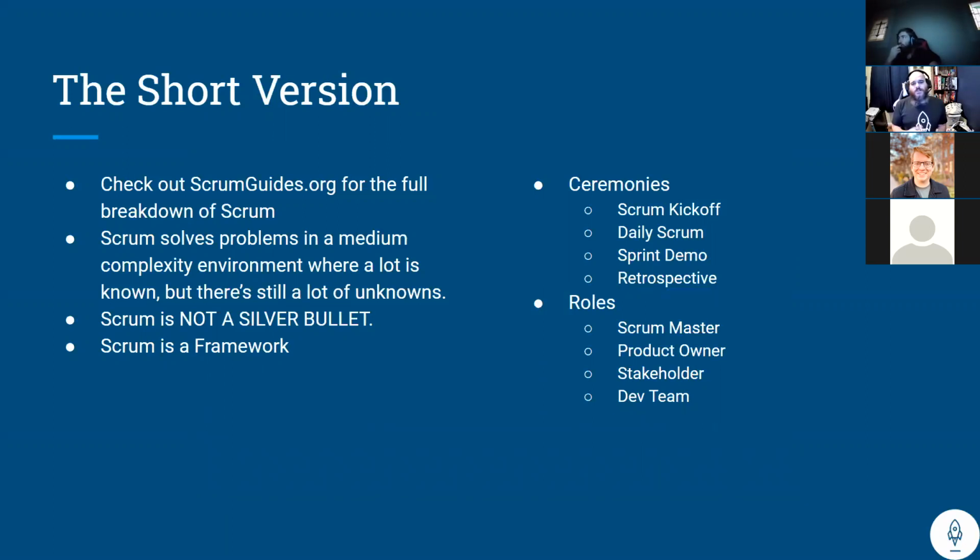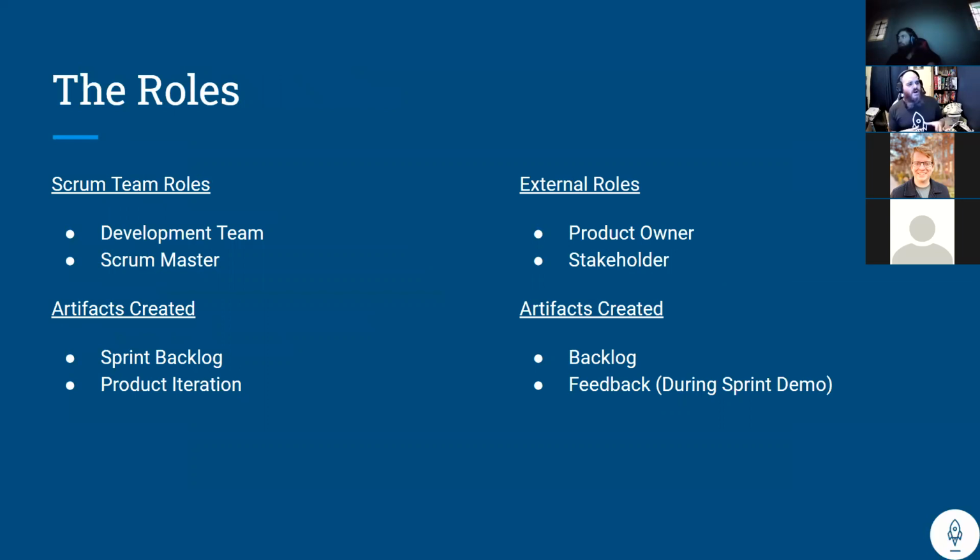Scrum consists of ceremonies, roles, and artifacts. You've probably heard a lot of these things before, or I've mentioned them. The ceremonies are Scrum kickoff, a daily Scrum, a sprint demo, and a retrospective. And the roles are Scrum Master, Product Owner, Stakeholder, and Development Team. These work together in certain ways to produce things called artifacts, which are the actual user stories, the backlog, and then the iteration, which is that final working piece of product that we're looking to give to our customers in the end.